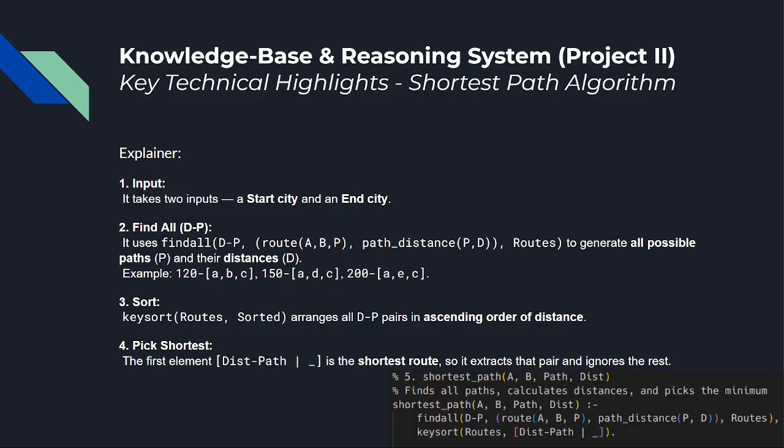We use the sort key predicate to arrange all the distance-path pairs in ascending order, so the shortest comes first, and finally it picks up the winner, which is the shortest distance. So in our case, it's the first element, which is 120 as the distance and the path ABC, and the rest get ignored with the underscore, which means all other paths are being ignored.